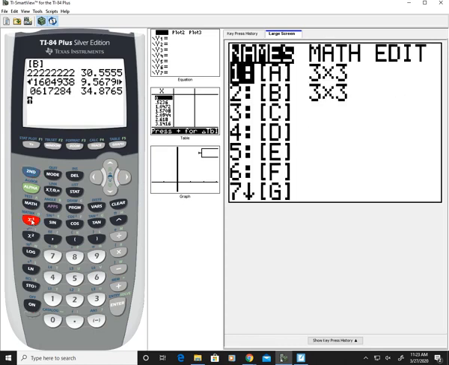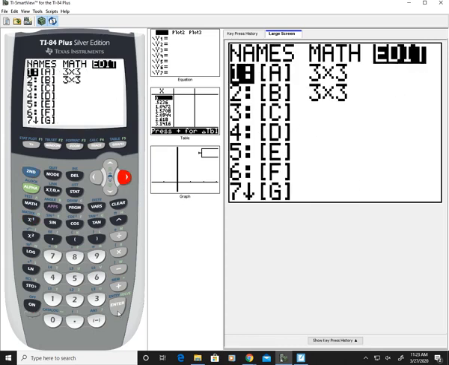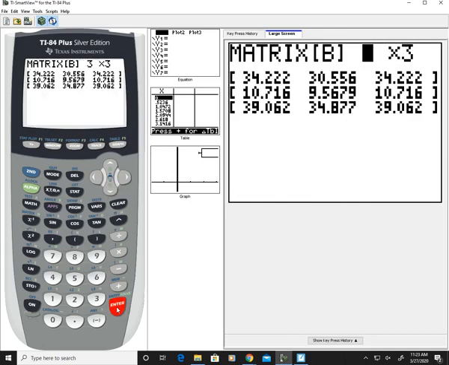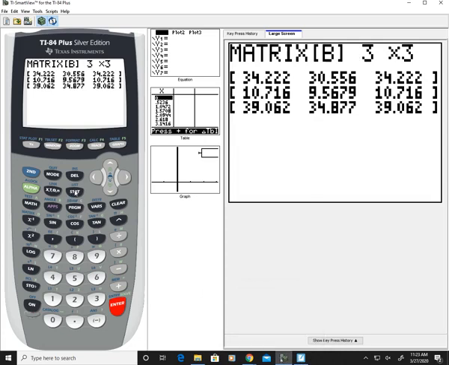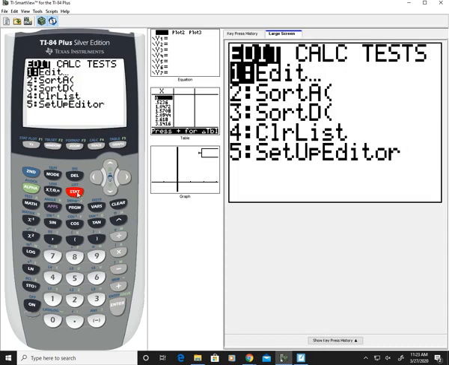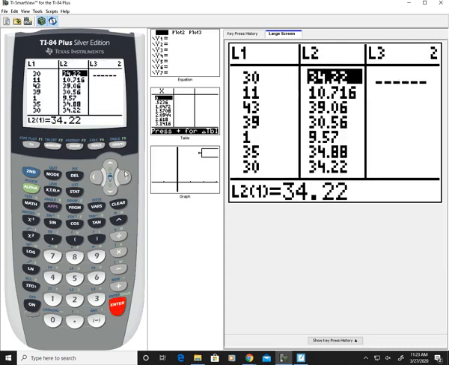So I'm going to go back to my matrix and instead I'm going to go to the edit feature and make sure you're looking at matrix B. So you can see that's where I got my expected counts from, matrix B right there. I actually rounded a couple of those numbers when I input them. So those are the expected counts, entered back into my list here.